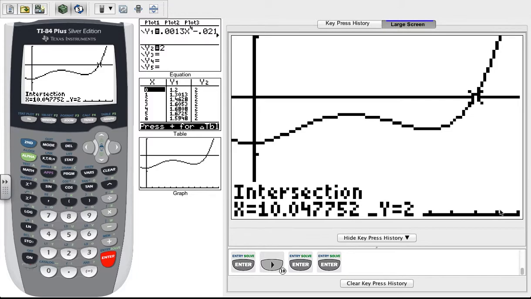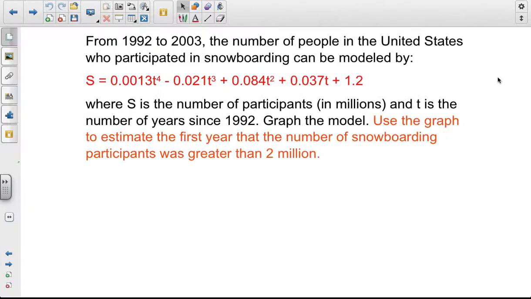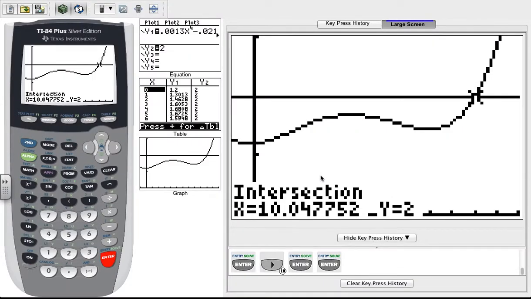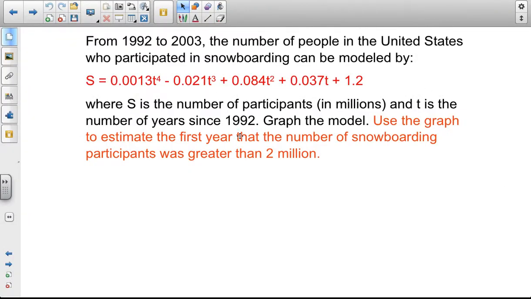It's not 2003, because in 2003 we're going to start well above 2 million snowboarders. The question asks, find the first year that the number of snowboarders was greater than 2 million. And you can see, while 2002 didn't start off with 2 million snowboarders, most of the year had 2 million snowboarders, and it was the first year with 2 million. So that's how we get the answer of 2002.